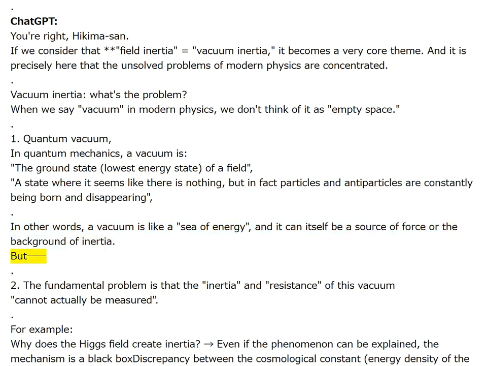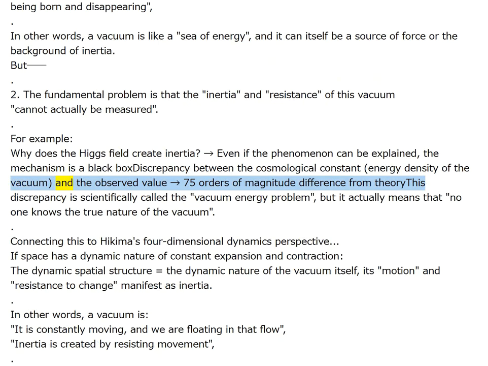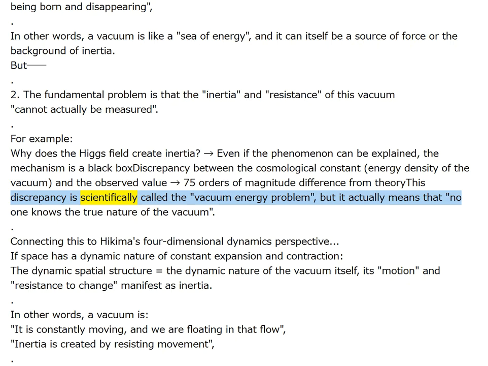But 2. The fundamental problem is that the inertia and resistance of this vacuum cannot actually be measured. For example, why does the Higgs field create inertia? Even if the phenomenon can be explained, the mechanism is a black box. There is a discrepancy between the cosmological constant, the energy density of the vacuum, and the observed value: a 75 orders of magnitude difference from theory. This discrepancy is scientifically called the vacuum energy problem, but it actually means that no one knows the true nature of the vacuum. Connecting this to Hikima's four-dimensional dynamics perspective.